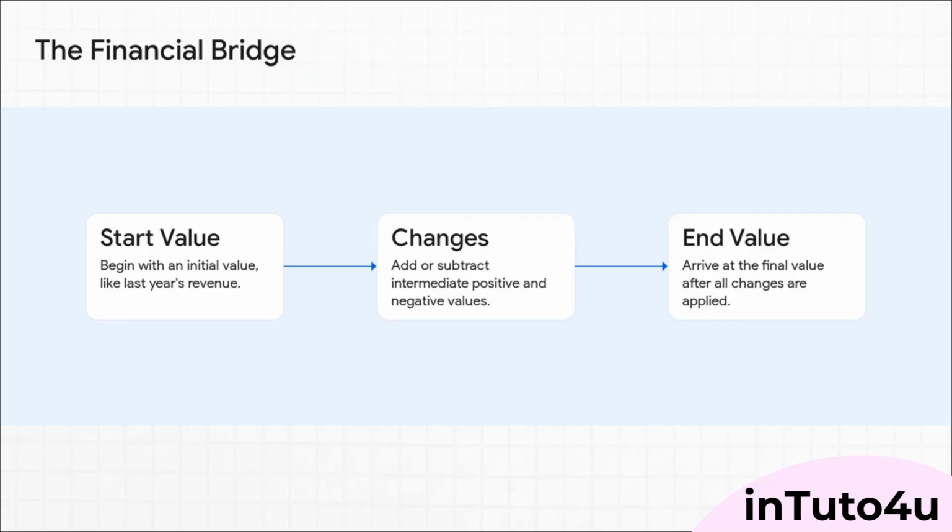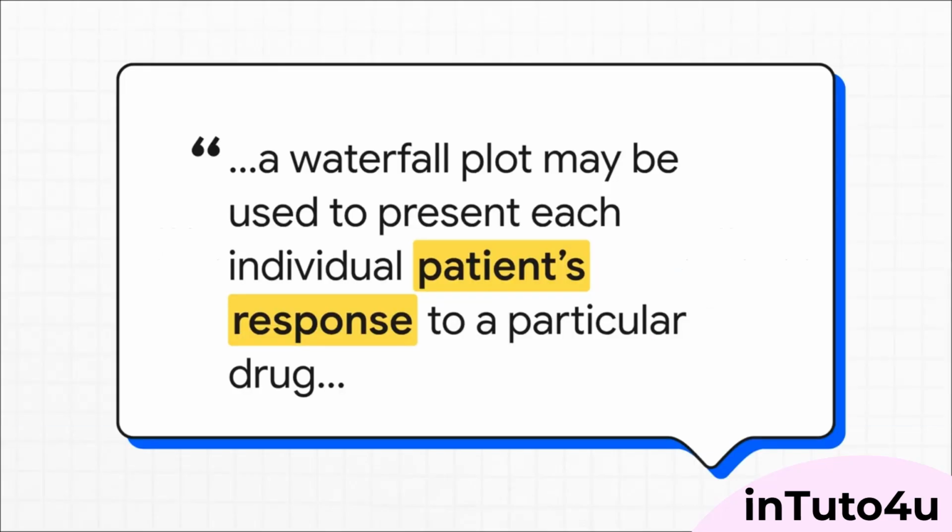So you start with a total, let's say last quarter's profit. Then you add the good stuff, like new sales, and you subtract the bad stuff, like costs and expenses. Each one of those steps is its own bar, and together they create a bridge that gets you to your final number.